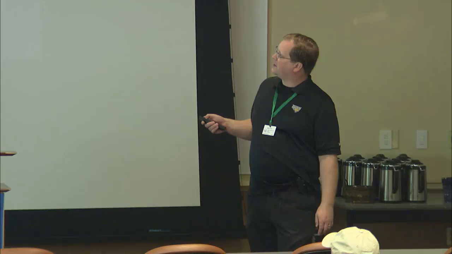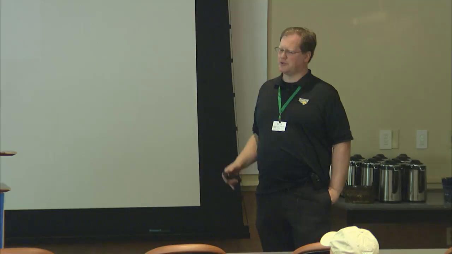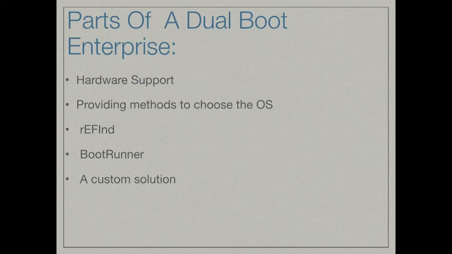You've got hardware support, and you've got to provide a method to choose the OS. There's the ever popular Alt key, but that's pretty manual. You have rEFInd. You have BootRunner, which is Tim Privett's product, and Two Canoes, those are here. Then we've got custom solutions. I talked to somebody, and if they're in the audience, raise your hand. Ah, it was you, nice to see you again. Over at Stanford, who actually had built boot into the alternate operating system buttons on each operating system. That's really cool. You'll have to show me a screenshot of that someday.